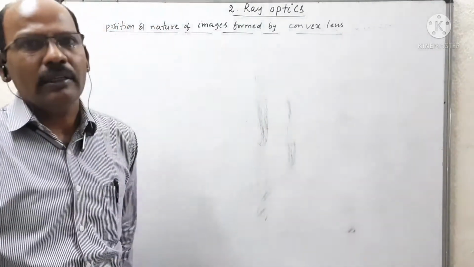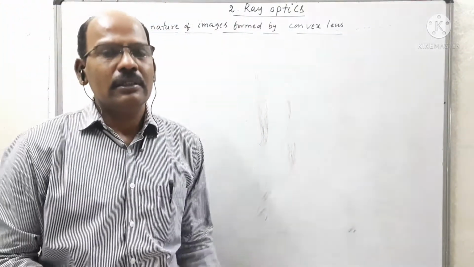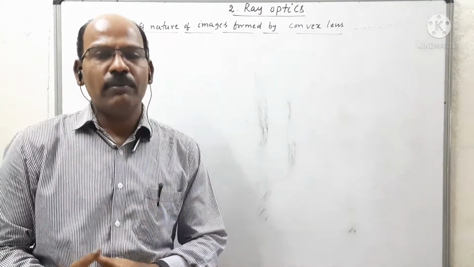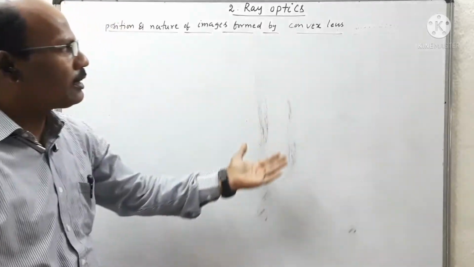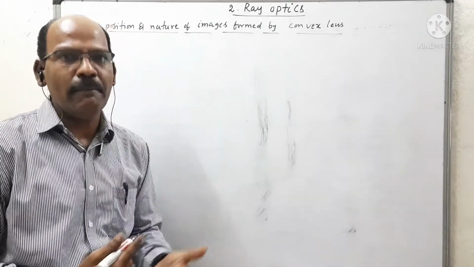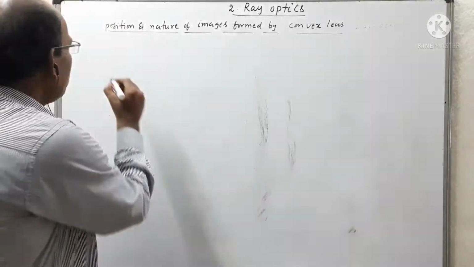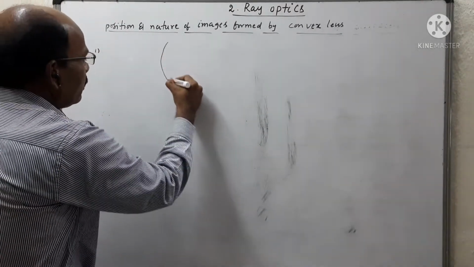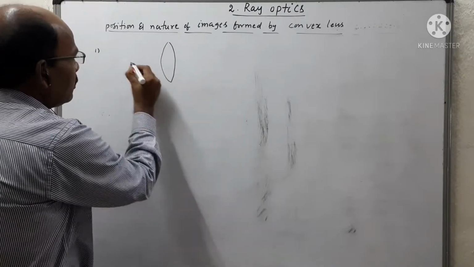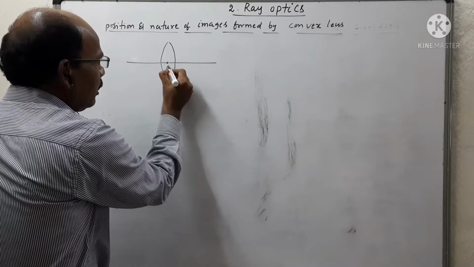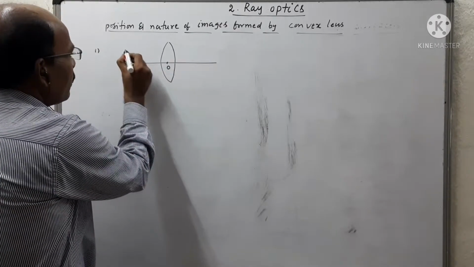So if you know the rules for ray diagram to identify the formation of image, you can easily explain what is the position and nature of the images formed by the convex lens. The first one is, here we can consider a convex lens, and this is the optic center, let us say O.